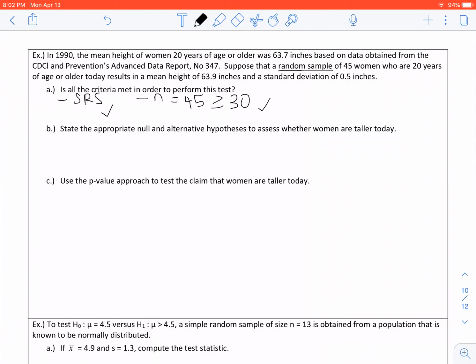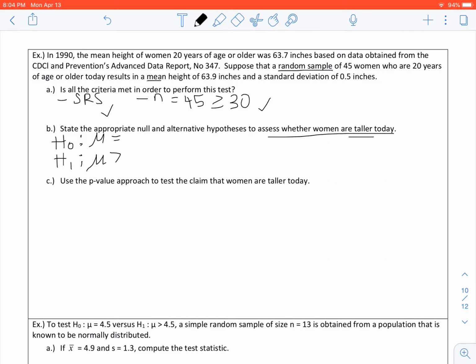Part B says state the appropriate null and alternative hypotheses, assuming to assess whether women are taller today. So we have H0 and H1 for our hypotheses. It is talking about the mean height. If you notice, the word mean is thrown all over the place, so I'm going to go ahead and put mu's on both of these. Your null always has an equal sign. And we're trying to figure out if women are taller today. So that's going to be greater than.